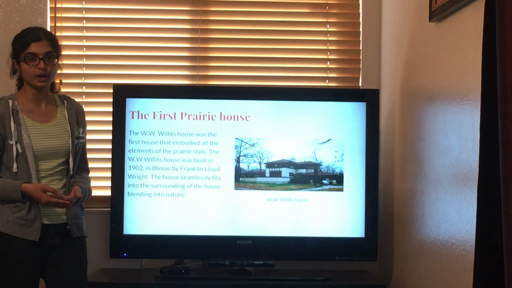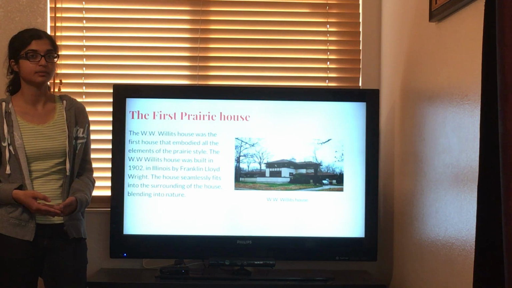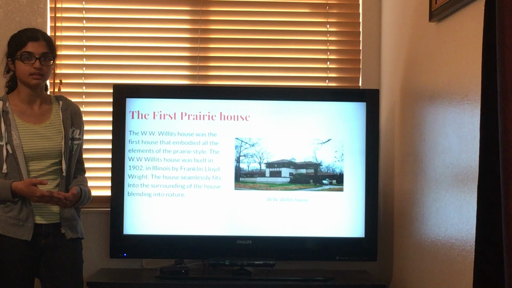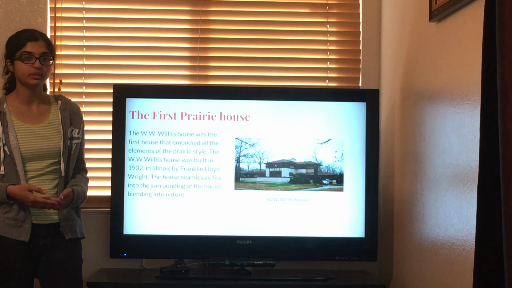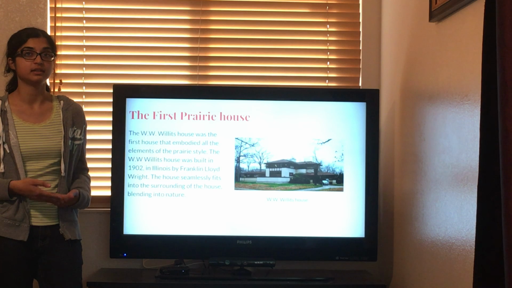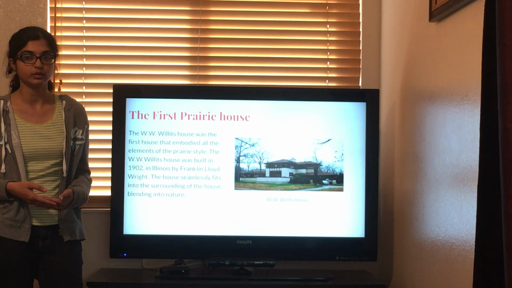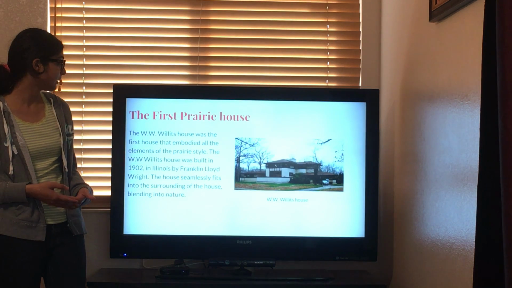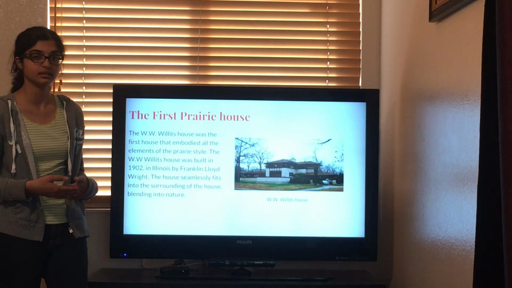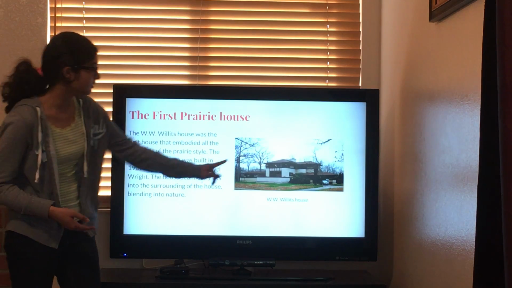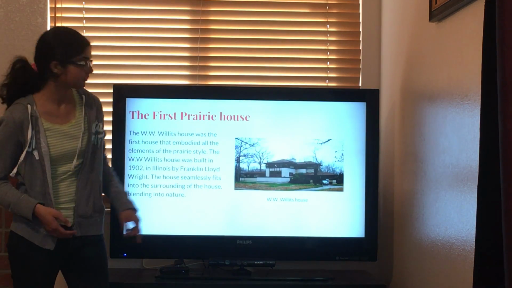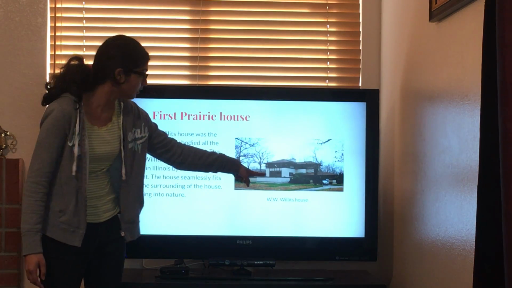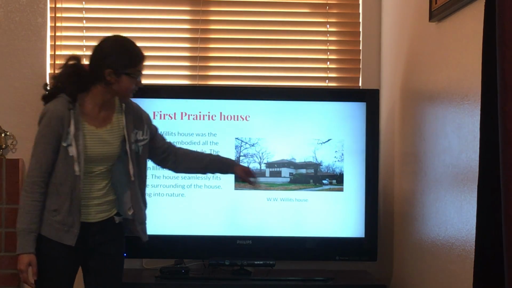This is the first Prairie house. It's the W.W. Willets house, and it embodies all of the elements of the Prairie style. The W.W. Willets house was built in 1902 in Illinois by Frank Lloyd Wright, and the house seamlessly blends into the surroundings and into the nature around it, as you can see. Also notice the strong horizontal aspect of the house and the long rows of windows.